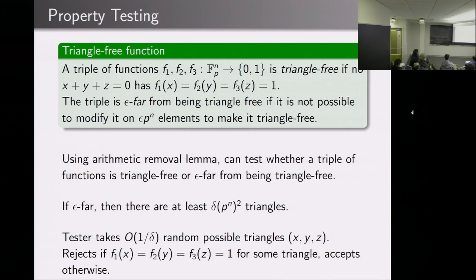So since we have a lot of triangles, if we sample R random possible triangles, if we see a triangle, then obviously we know that we're not triangle free. But if we don't see a triangle, then we can safely guess that it is triangle free. If we are epsilon far from being triangle free, then the probability of never seeing a triangle after R guesses is 1 minus delta to the R, and then if R is, say, 10 over delta, then this is very small.